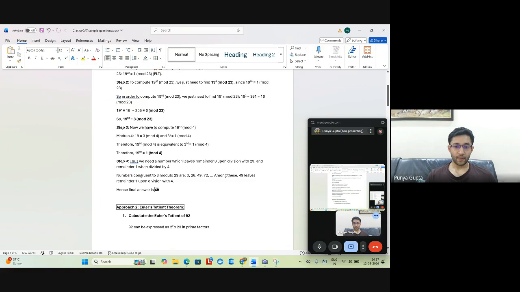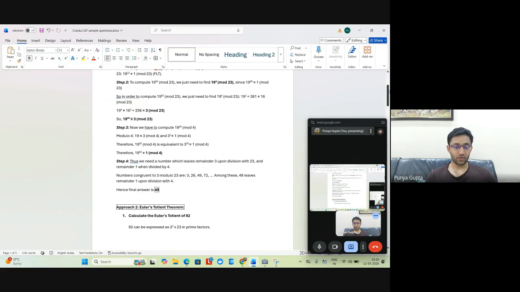So now we have to find the number which gives us remainder of 3 when divided by 23 and remainder of 1 when divided by 4. So all these numbers 3, 26, 49, 72 give us remainder of 3 when divided by 23. But only 49 gives us the remainder of 1 when divided by 4. All the other numbers give us a different remainder than 1. Hence our final answer is 49 for this question.